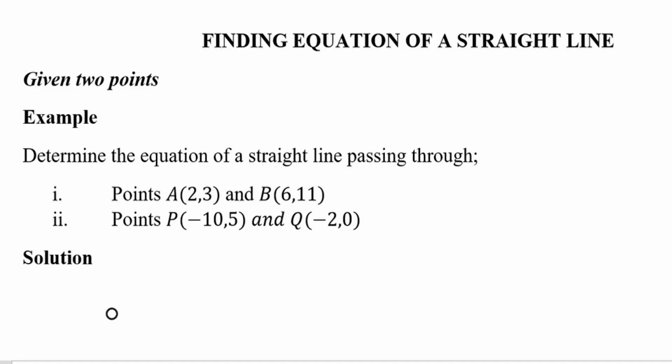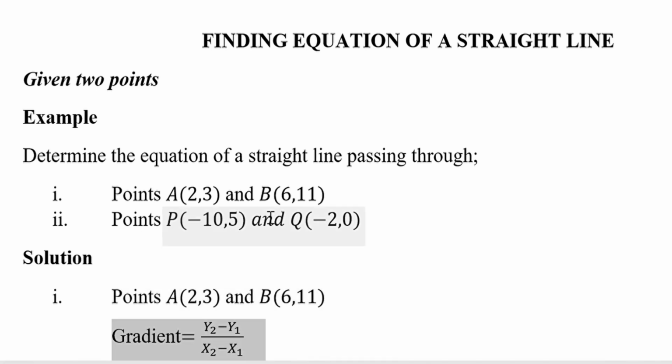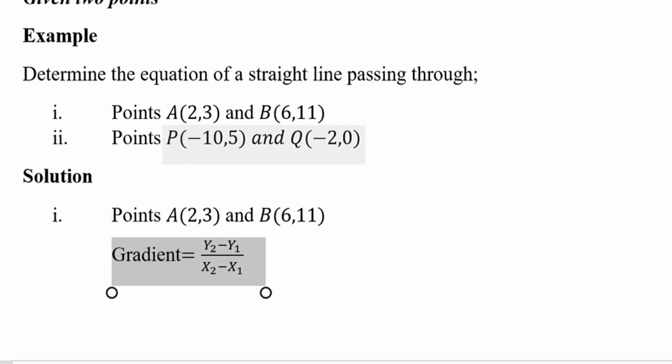In order for us to find the equation of a straight line passing through 2 points, we first of all have to calculate the gradient of that straight line. The gradient will be given by gradient is equal to change in y coordinates over corresponding change in x coordinate, which is equal to y2 minus y1 over x2 minus x1.